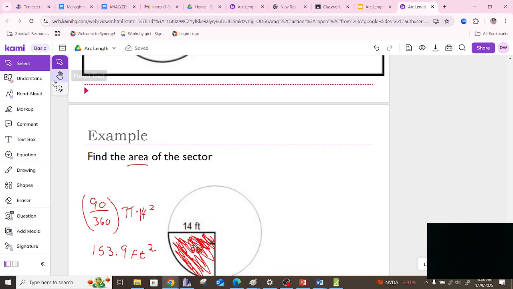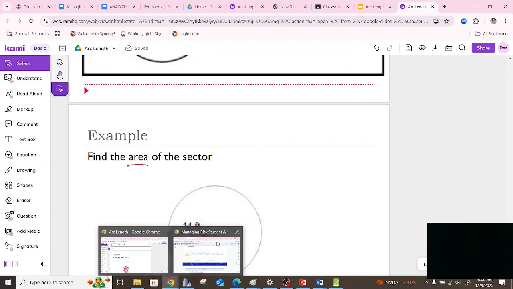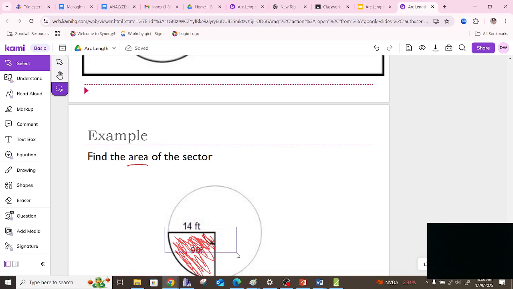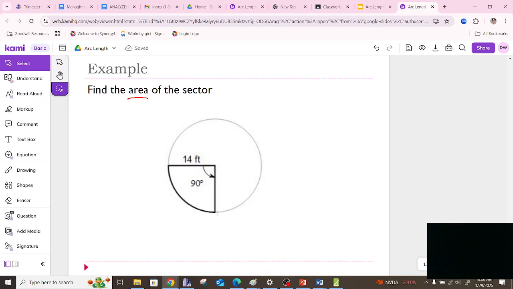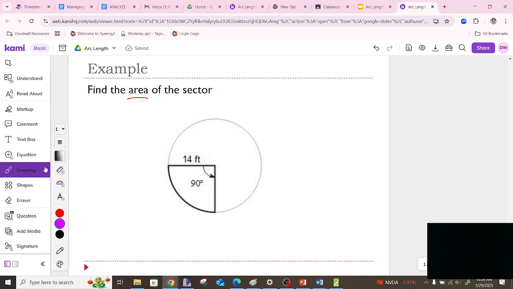Okay, so when we're talking about area, you are talking about like your whole pizza. So like I shaded this in, but now I can't see what the degree was, because we're talking about the whole thing, like the whole slice of pizza, not just the crust. So now it's going to be pi r squared with theta over 360. And you could put this in the front or the back because it's multiplication, the order does not matter.